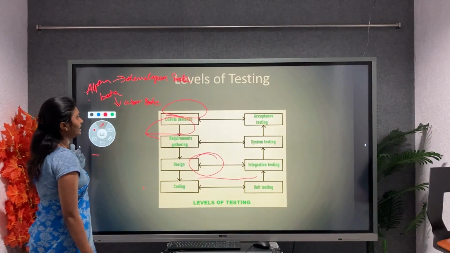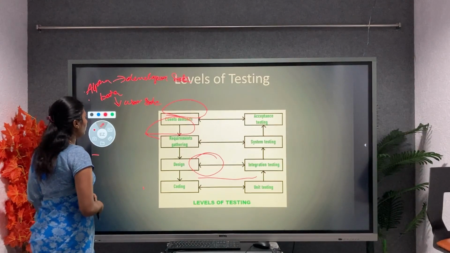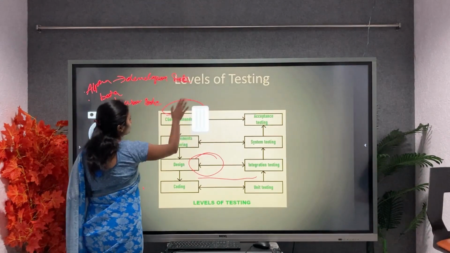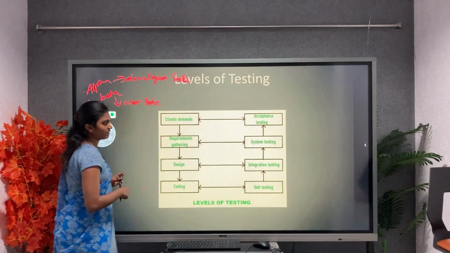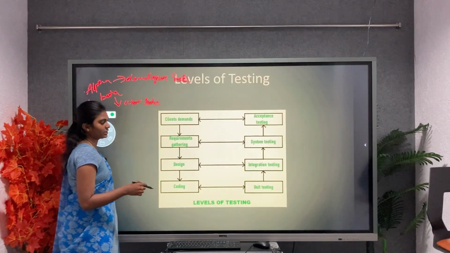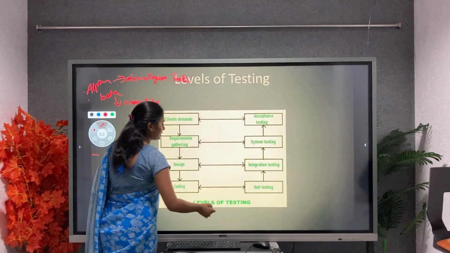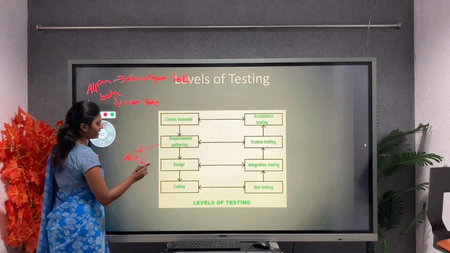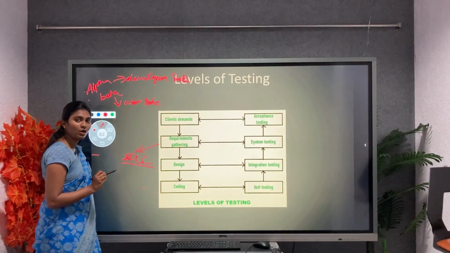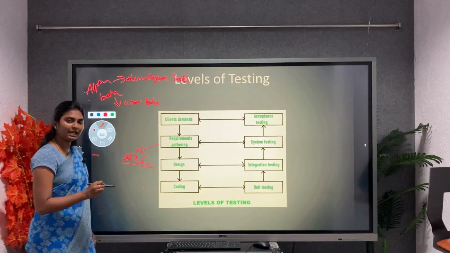Coming to the next one, the levels of testing. What are the levels of testing? We also know about unit testing, integration testing, system testing and acceptance testing. These are nothing but the SDLC phases. You also know about SDLC. What is SDLC? Software development life cycle.